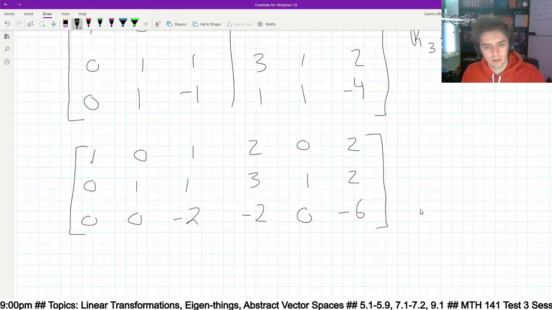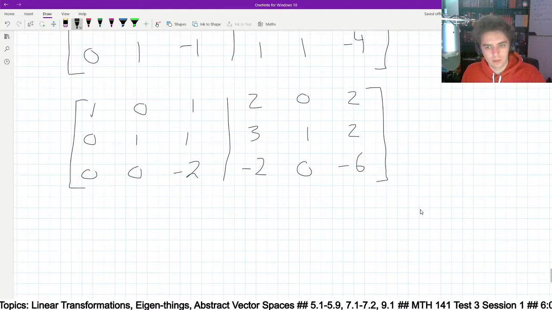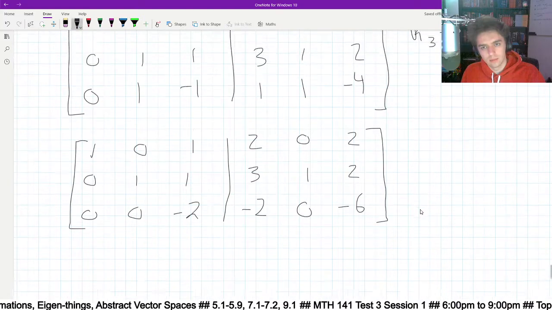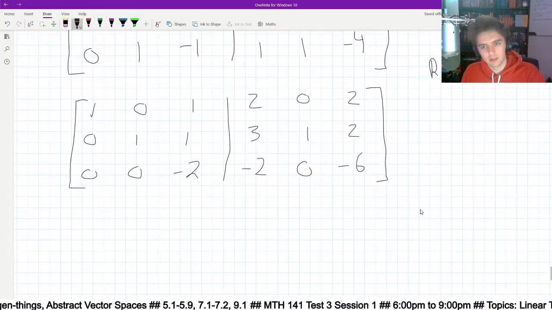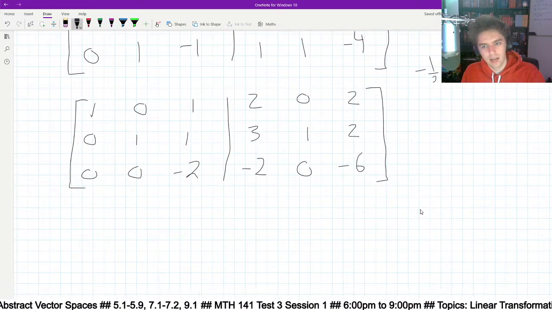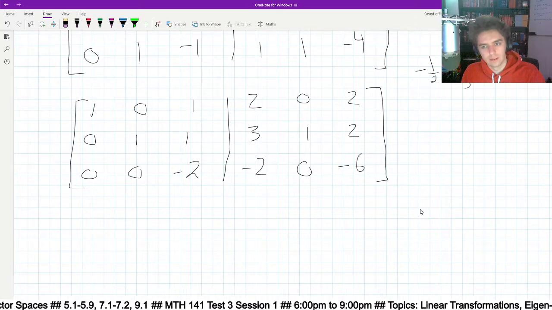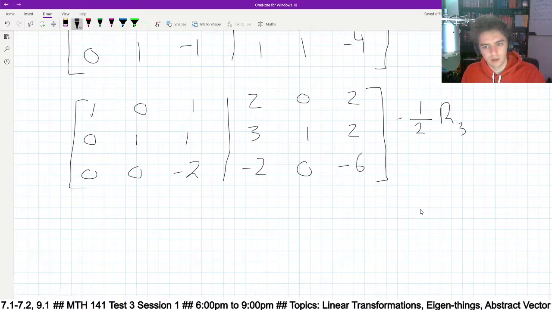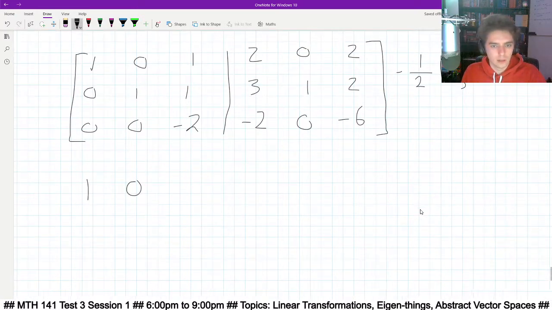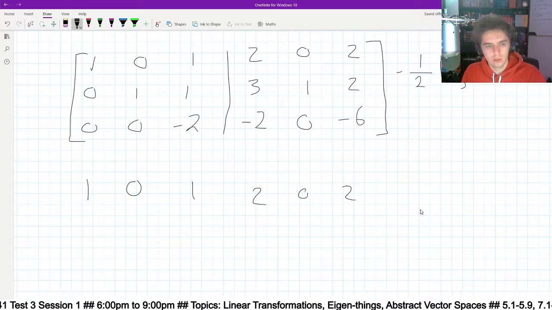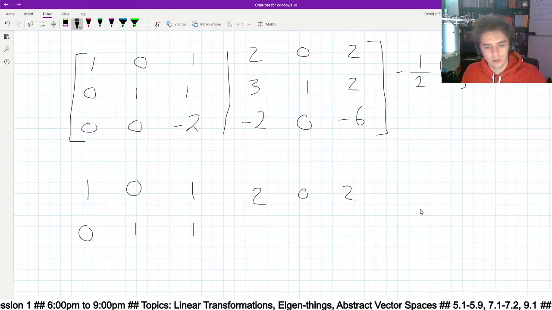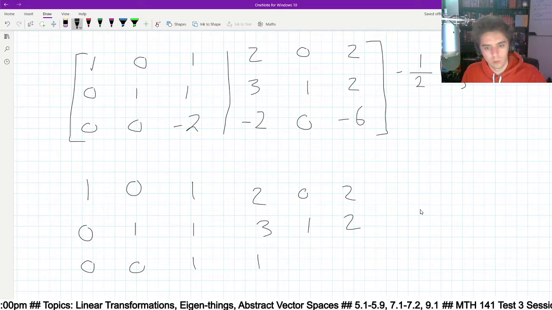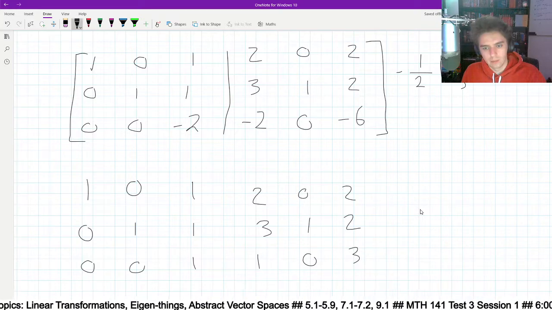Okay. How about I write it like this? If everyone's okay with this, I'll do -1/2 row 3. Well, just to keep it not confusing, I'll write it all again. So -1/2 R3. 1, 0, 1, 2, 0, 2, 0, 1, 1, 3, 1, 2, 0, 0, 1, 1, 0, 3.